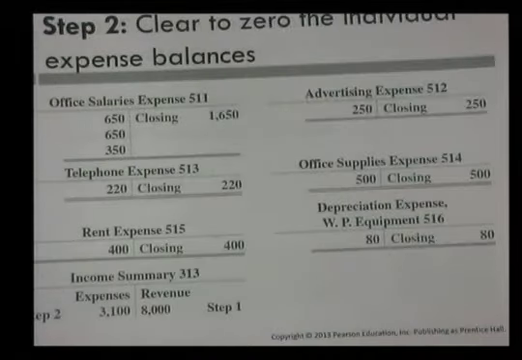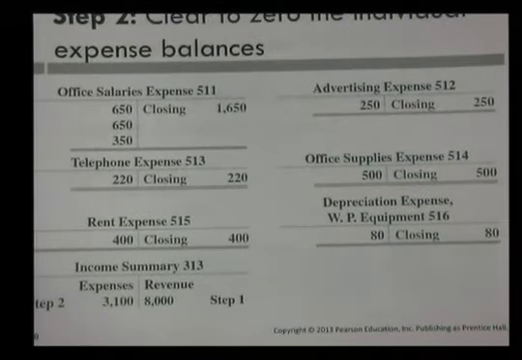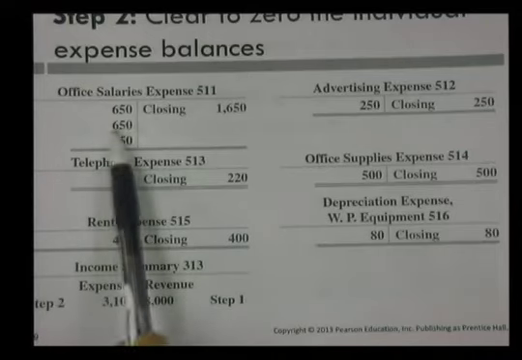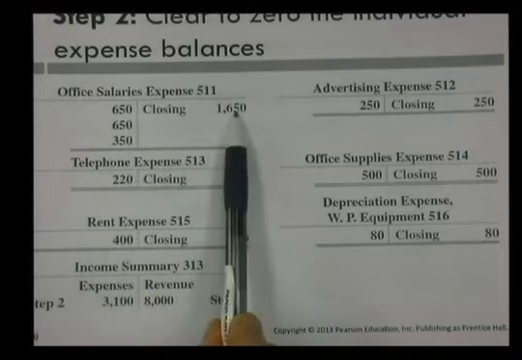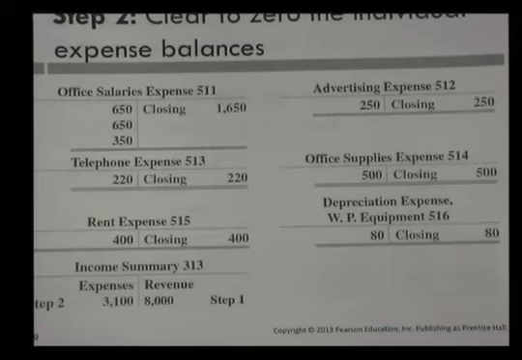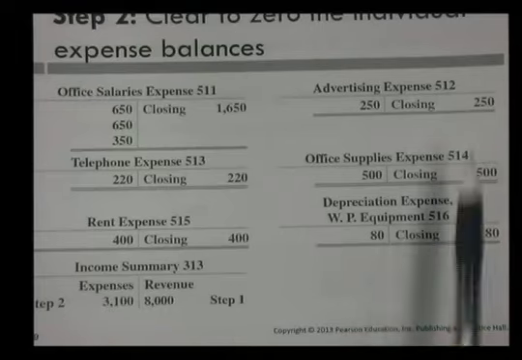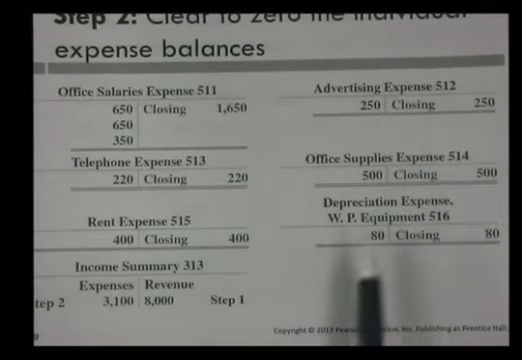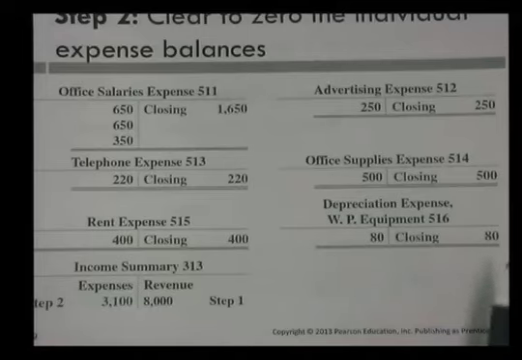Then here it shows you what it would look like when we post that journal entry. You will notice office salaries expense will be closed, or have a zero balance. Telephone expense will have a zero balance. Rent expense. Here it shows that in step 2, income summary is now debited for the $3,100. Advertising expense is closed, office supplies, and depreciation.